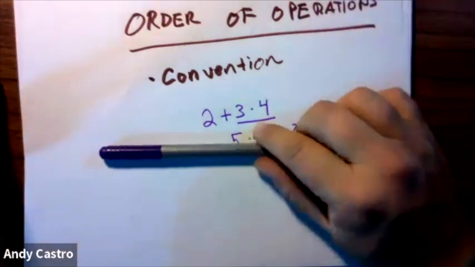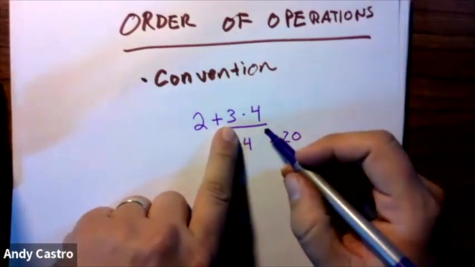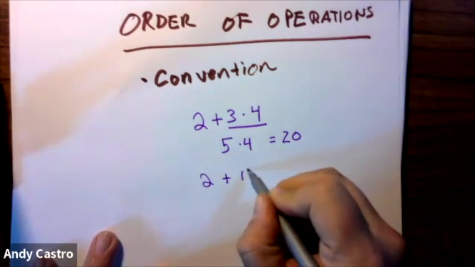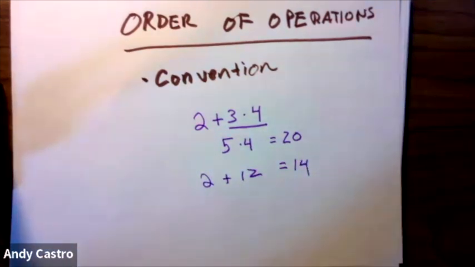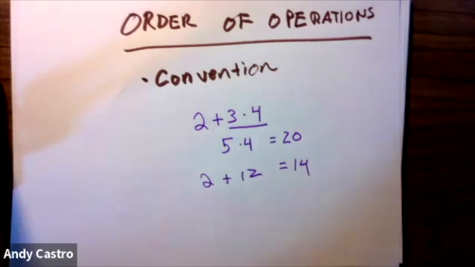All right. So here, if we do the 3 times 4 first, that would give me 12. And then 2 plus 12 gives me 14. So this creates a problem. Mathematicians have to sit down and decide what order we do the operations in. It doesn't really matter what order we choose. We just need to all agree to do it in the same order so that we can communicate back and forth and everybody executes this the same way. Okay.